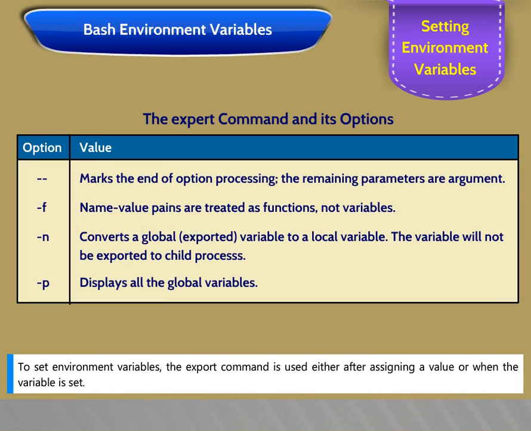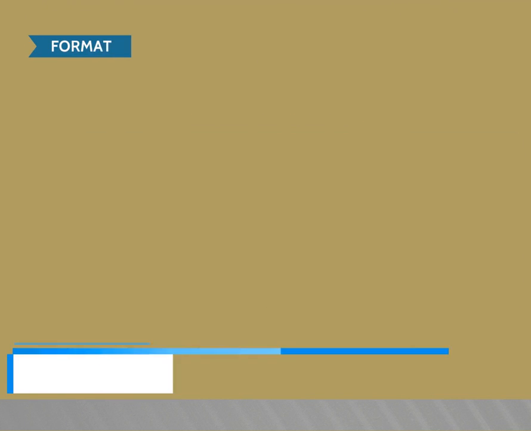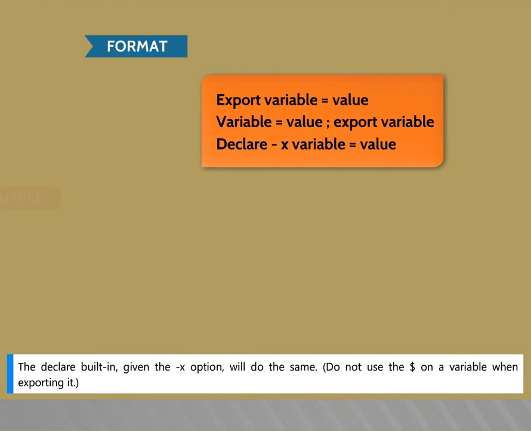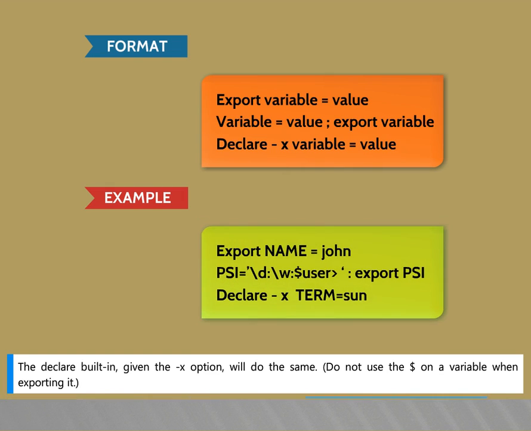To set environment variables, the export command is used either after assigning a value or when the variable is set. The declare built-in, given the -x option, will do the same. Do not use the dollar sign on a variable when exporting it.